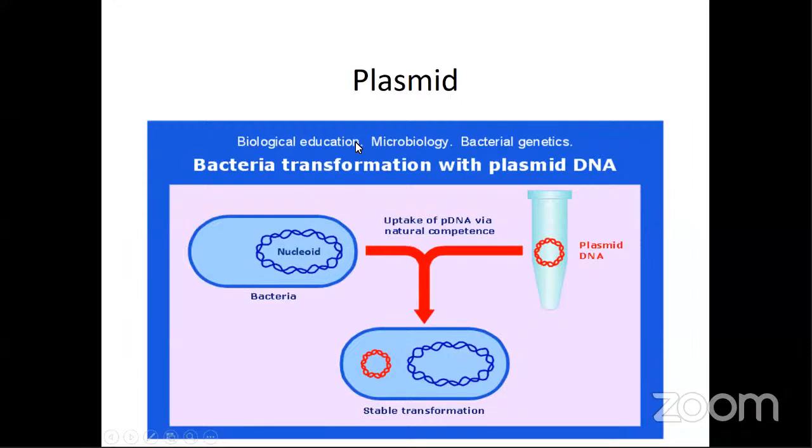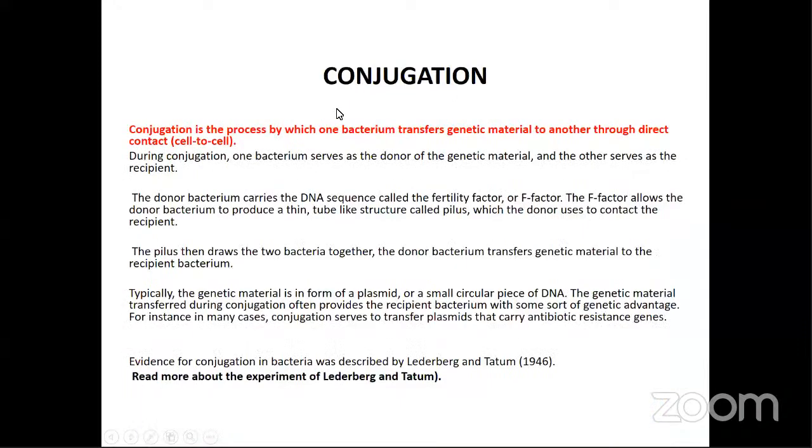The other type of transfer of genetic material is conjugation in bacteria. Here you have the process by which one bacterium transfers genetic material to another through direct contact, that is cell to cell. They have conjugation. One bacterium serves as the donor, that is, as the male.